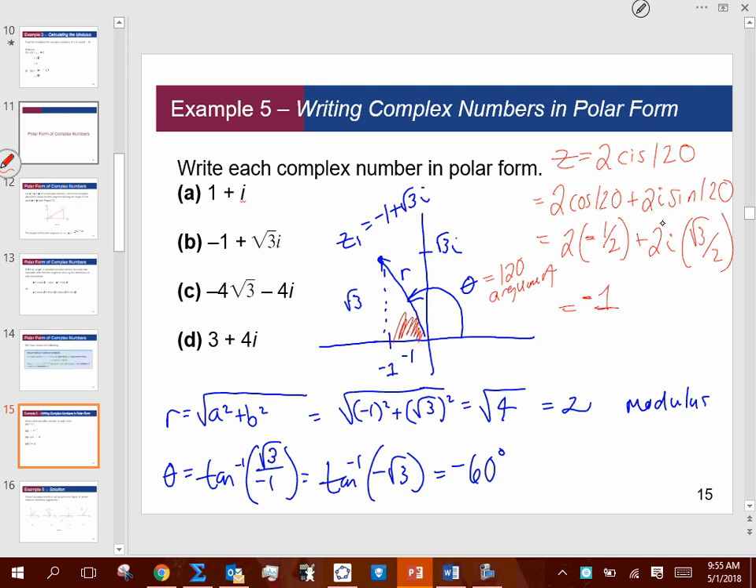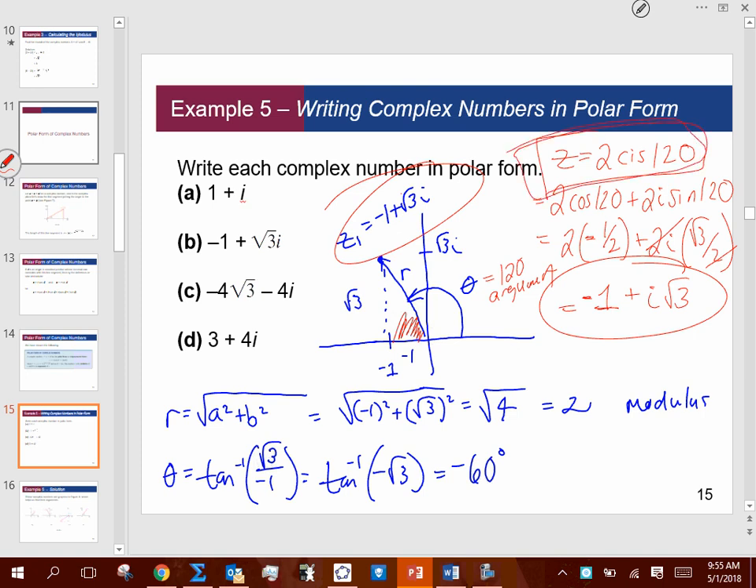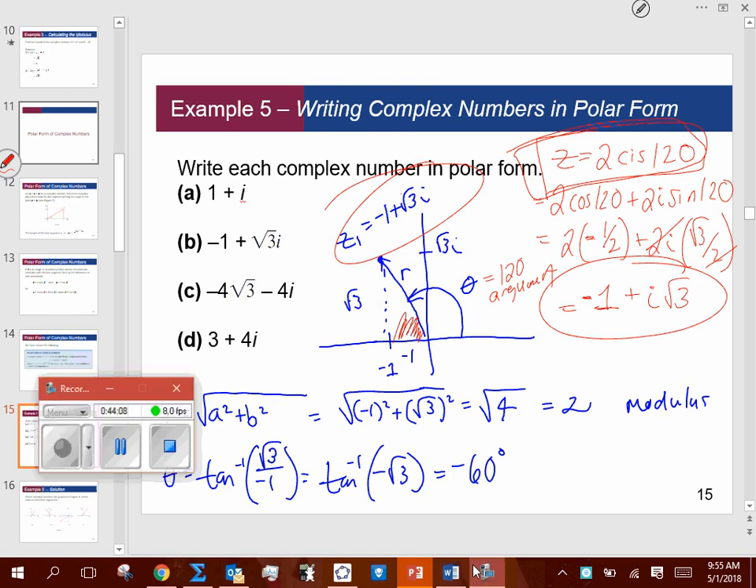What's 2 times -1/2? -1. Those 2's cancel, don't they? You get I radical 3. Is that what we started with? So that tells me that this indeed was the right way of writing that complex number in polar form.